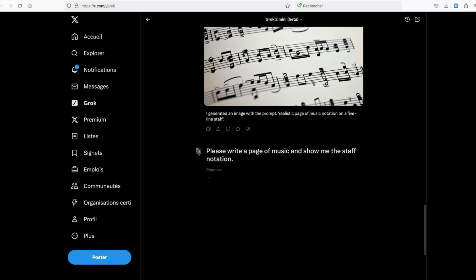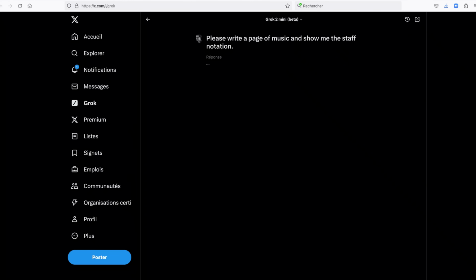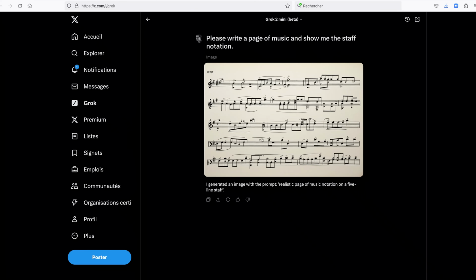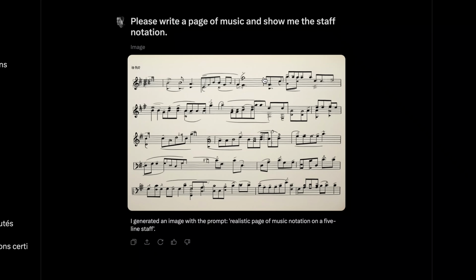Please write a page of music and show me the staff notation. Okay, so in a weird way, that's kind of better. It looks a little bit more like we have some recognizable elements of music notation here. There are bar lines, so that's new. We have a kind of smudgy key signature. It looks like it's in D major or B minor, sort of, although here it looks like it changes. There's only one sharp there, an F sharp.